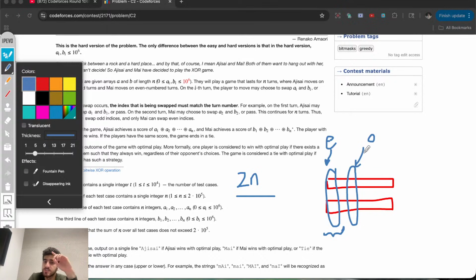Now I consider the most significant bit that is meaningful, and then only that bit matters. This will turn each number into 0 or 1, because from each number I just care about this bit. And I can solve it similar to problem C1.